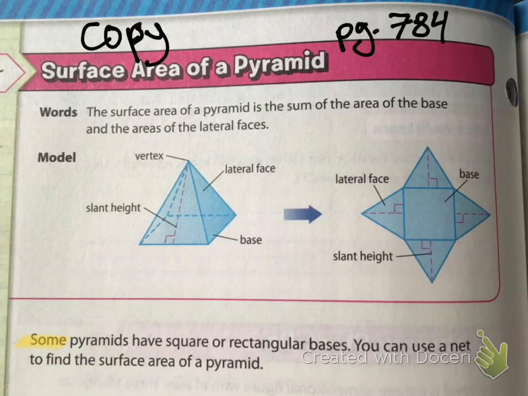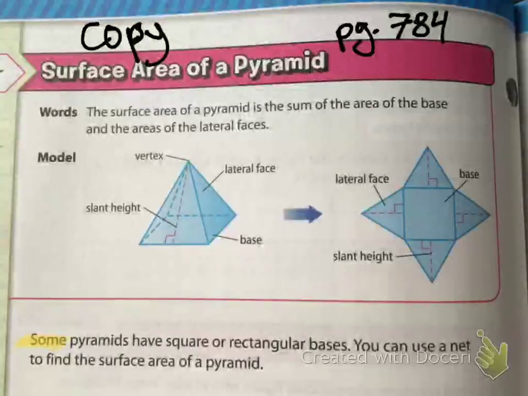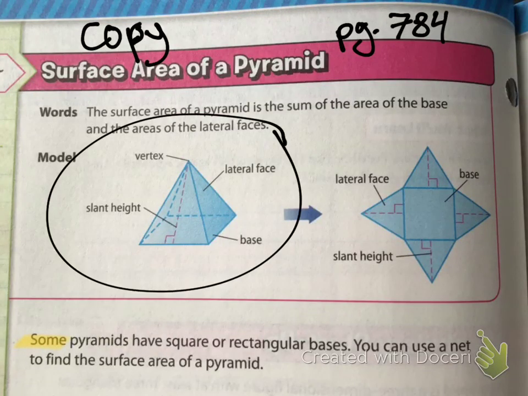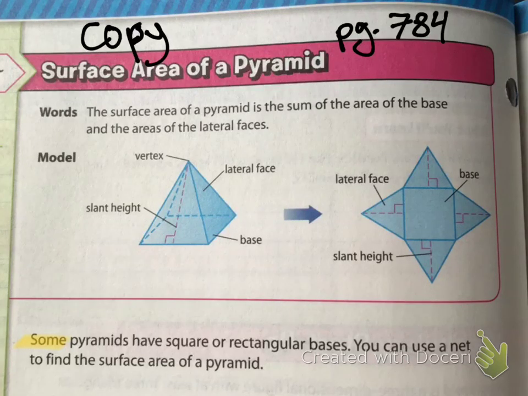I want you to copy this into your notebook. The surface area of a pyramid is the sum of the area of the base and the areas of the lateral faces. Exactly the same thing. We're talking about surface areas. We're just adding up the areas of the two-dimensional shapes. So right here, this exactly shows what we saw on the other page, and this is how it shows it decomposed.